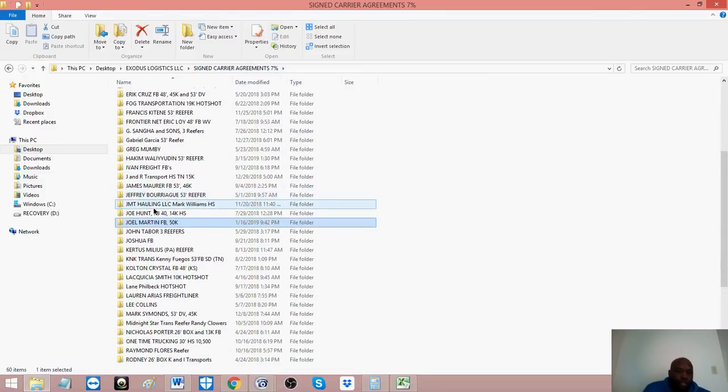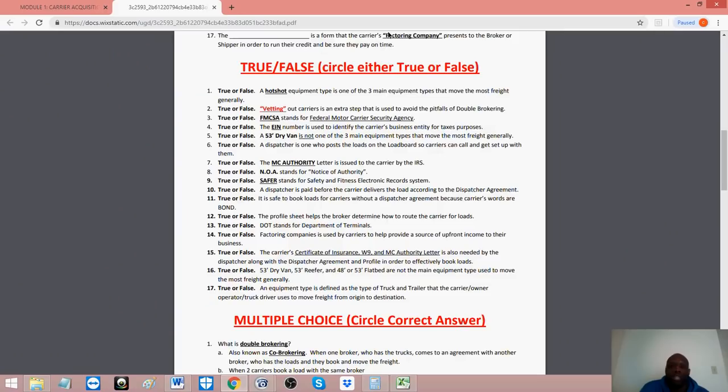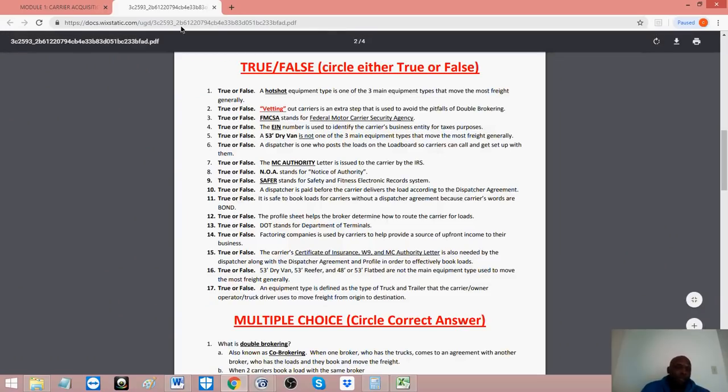So this is an itemized list. These are all the carriers that I got under dispatch agreement. Okay? And these are folders. You can create a simple folder on your desktop and go from there. So, are there any questions about that?